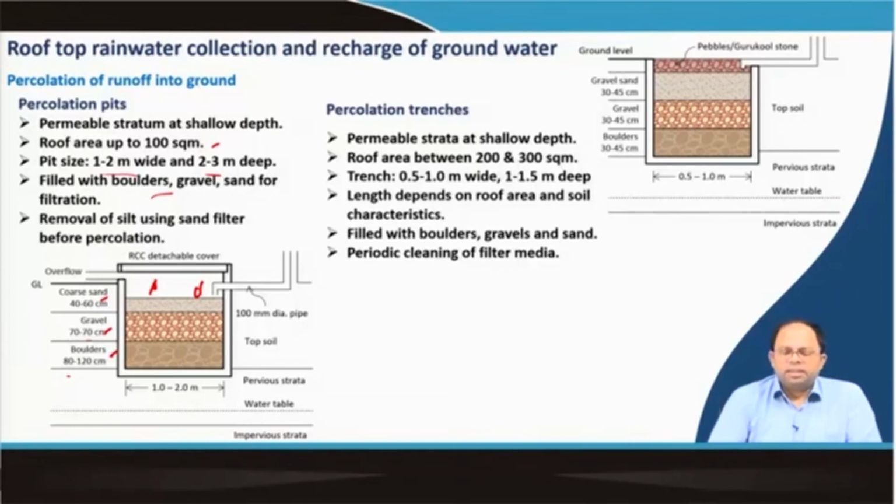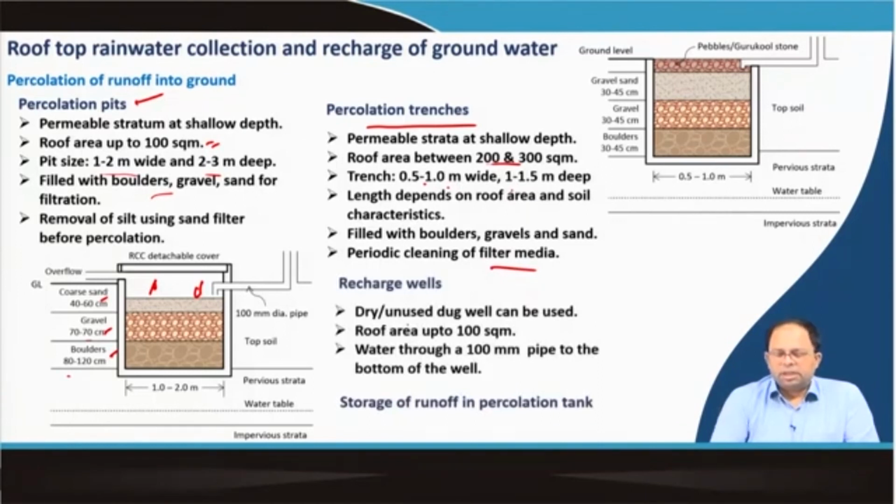Then we have percolation trenches. In case we exceed the roof size of 100 square meter, that means we have roof sizes of 200, 300 square meters, we require larger areas for percolation, right. So, in that case, instead of a pit, we make a percolation trench. Everything else remains the same, but it is a trench. That means it's wider. Usually the trench section is 0.5 to 1 meter wide and 1 to 1.5 meter deep, and the length depends on the roof area and the soil characteristics. So, the length of the trench should be as per requirement, and these are filled with boulders, gravel and sand similar to earlier, and we need to clean the filter media at periodic intervals.